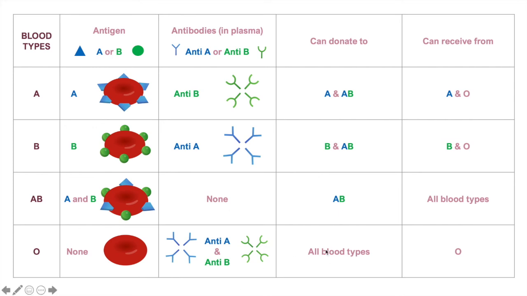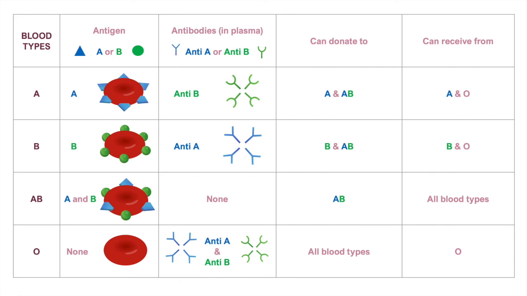Now, since blood type O can donate blood to all blood types, anyone with any blood type can also receive blood from blood type O. So someone who is blood type A can receive blood from blood type A, clearly, because it's the same blood type, but they can also receive blood from blood type O, because someone with blood type O doesn't have any antigens on their red blood cells. And someone with blood type B can receive red blood cells from someone with blood type B, and can receive red blood cells from someone with blood type O.